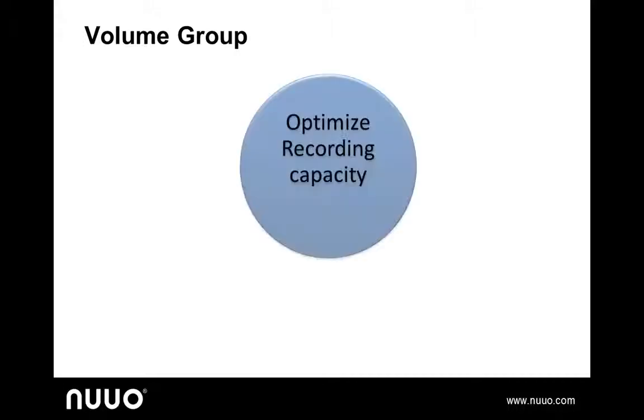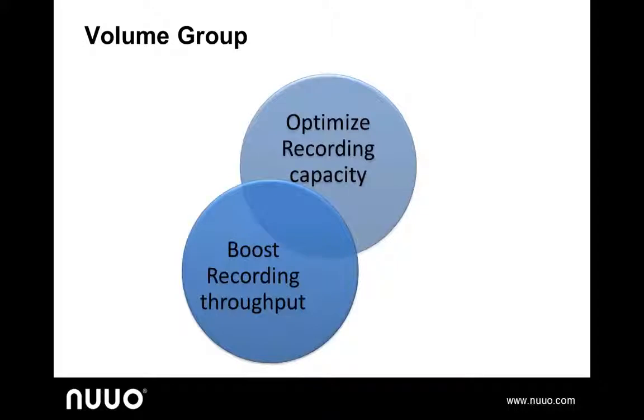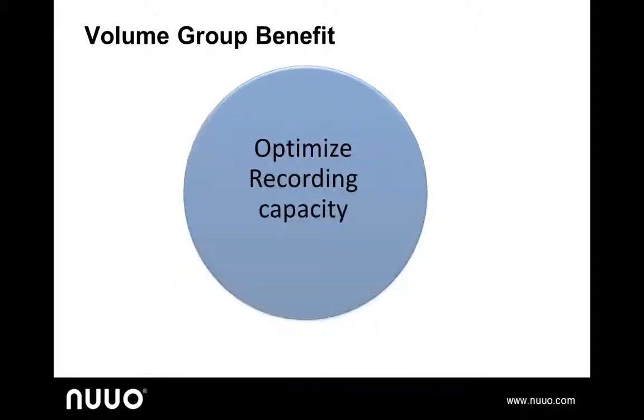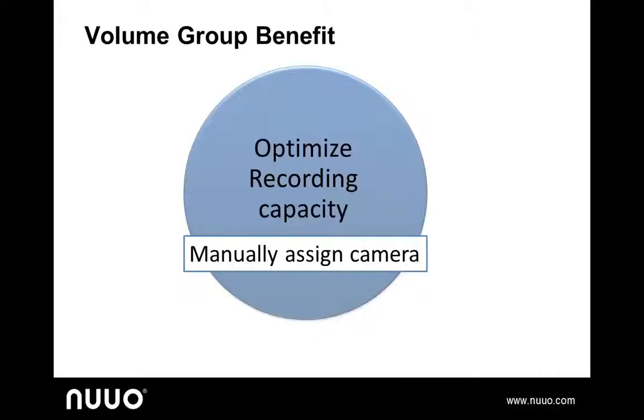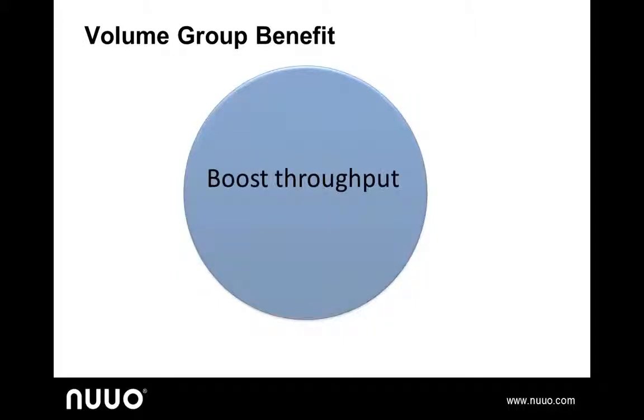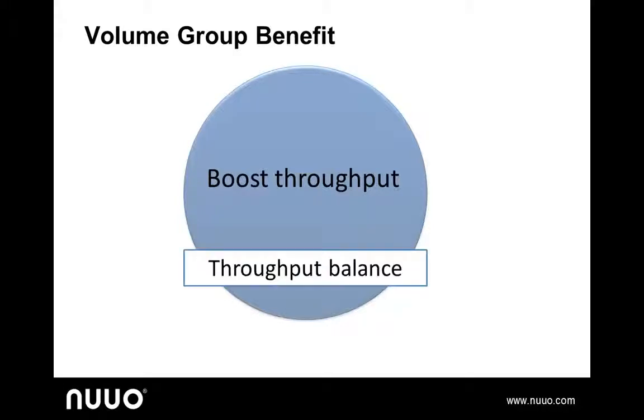Volume Group benefits users in three ways. Via the Volume Group mechanism, users can optimize volume loading and capacity, boost recording server throughput, and extend hard drive lifetime. Regarding recording loading and capacity, users can assign cameras to different volume groups to protect the data of important cameras or to distribute the throughput. For recording throughput, the volume group mechanism allows the recording server to write data to each volume group simultaneously, so that total throughput can be further increased.